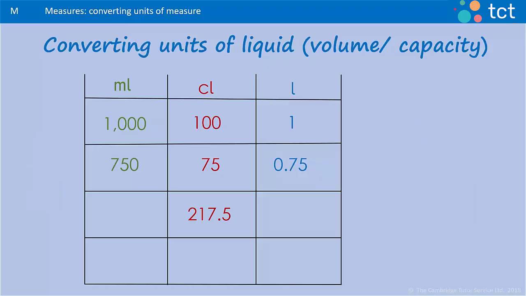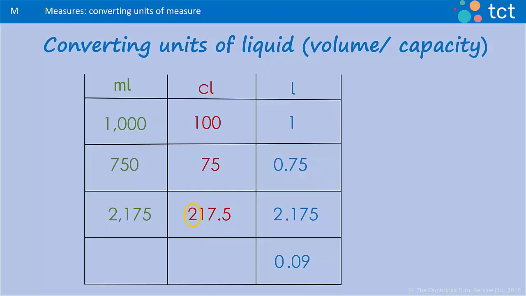If we have 217.5 centilitres, we need to multiply that by 10 to find out how many millilitres we have. So that's 2,175. We have 217.5 centilitres, and we know that there are 100 centilitres in a litre. How many whole hundreds of centilitres do we have? That's 2. So the litres will be 2 point something, 2.175.